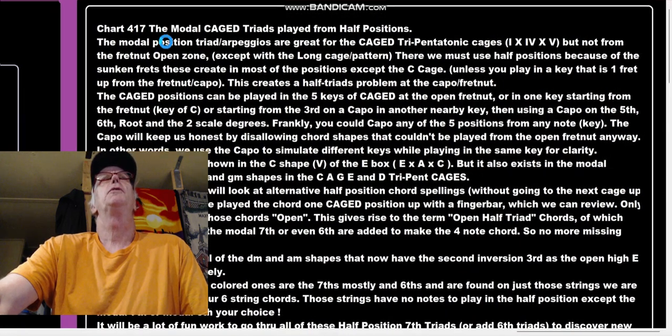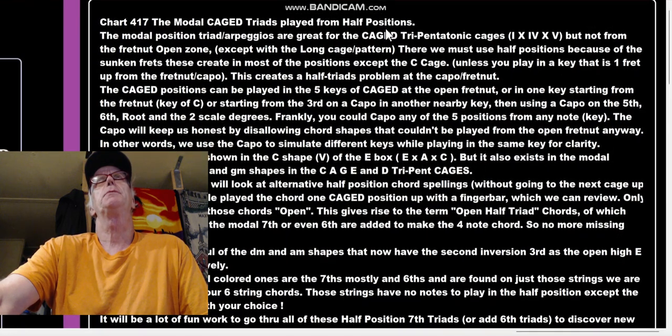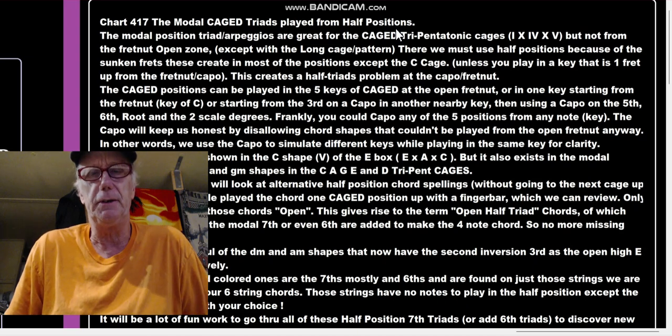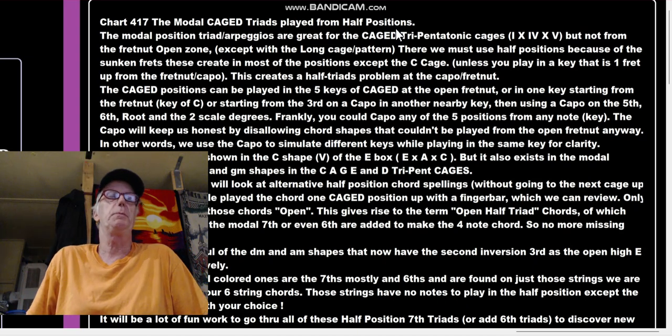So chart 417, modal caged triads played from the half positions. We're going to start the subject of the lessons. I just wanted to show you how you access the Facebook page now.